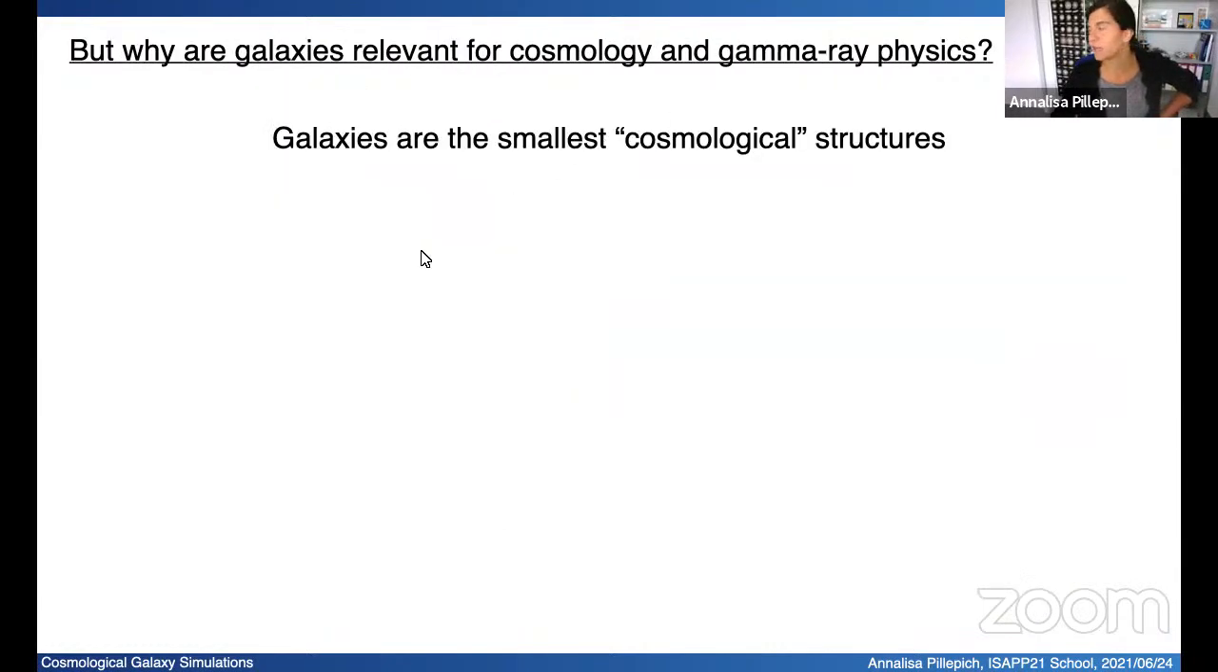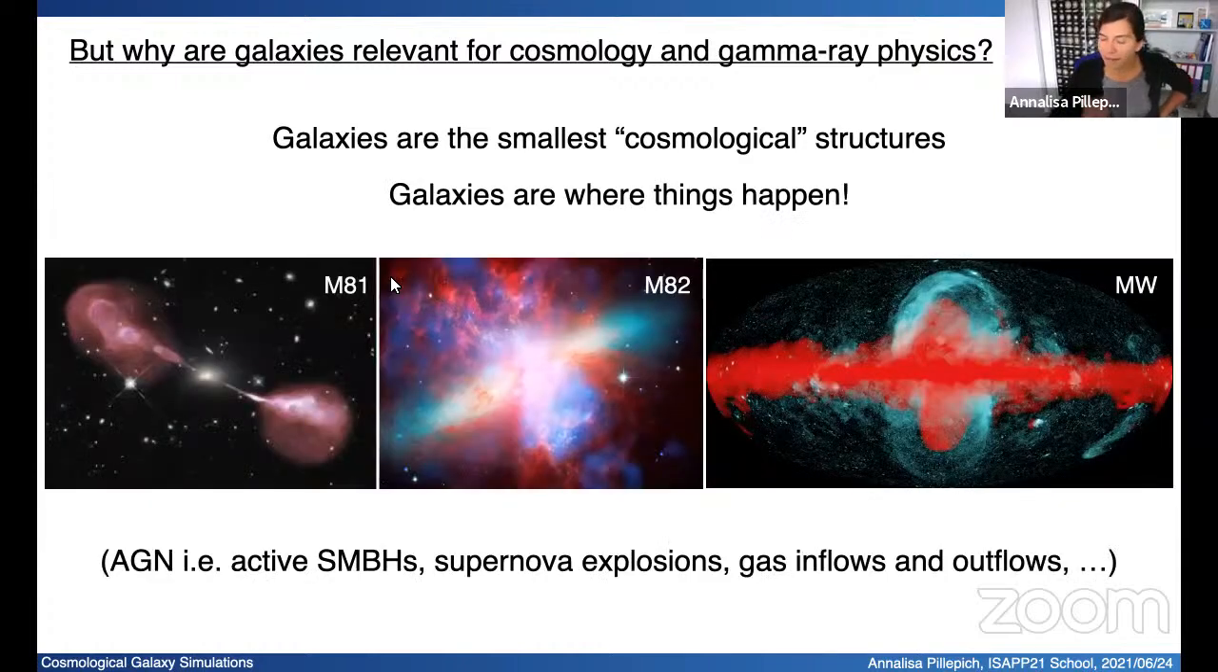So why am I telling you all this about galaxies? You guys are mostly probably physicists. You care about cosmology and gamma rays. Well, first of all, because galaxies are the smallest cosmological structures. But second of all, galaxies are where things happen, where mostly cosmic rays are accelerated and gamma rays are produced.